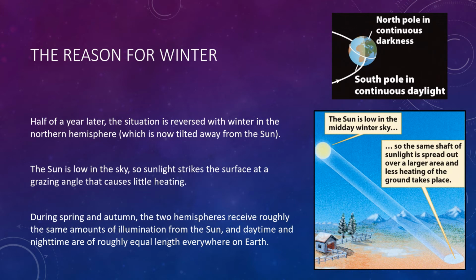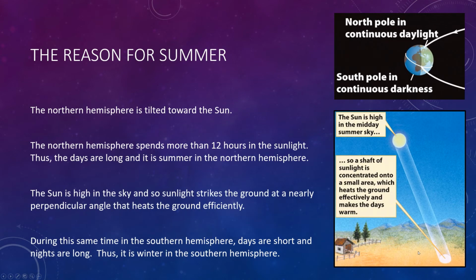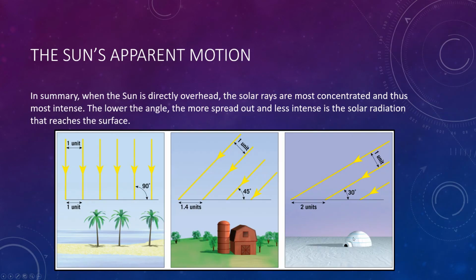So I usually get questions from students on why the angle really matters. So I say it means more concentrated sunlight versus this situation, or vice versa, but what is the reason for that? Well, hopefully this graphic can help depict this. In summary, when the Sun is directly overhead, the solar rays are most concentrated and are thus most intense. At the lower angle, they are more spread out and less intense, so you get less heating as a result.